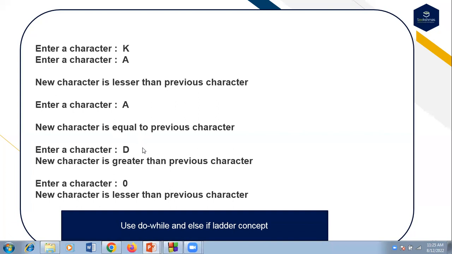When should it be terminated? If I enter 0 through the keyboard, it displays new character is lesser than the previous character and the program is completely terminated. The constraint or condition is you have to use the do while and else if ladder concept to achieve this code. Kindly try this code.